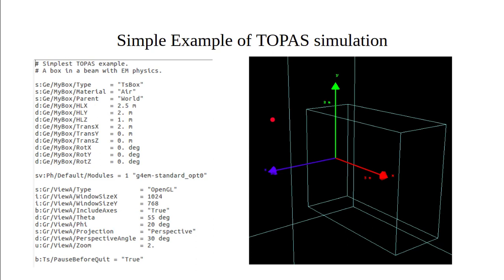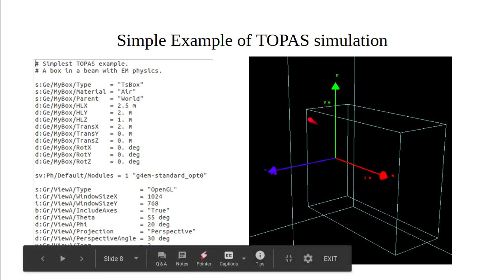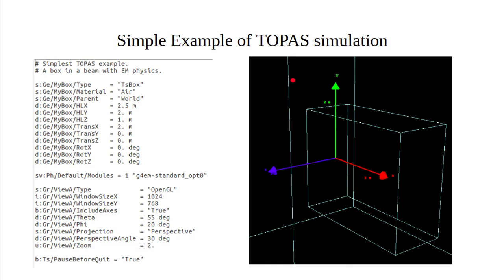This slide shows the basic example of TOPAS that you get when you install TOPAS. It shows a very big box with boundaries, and a small box placed inside the very big box. The very big box is generally termed the world box or the world volume, and the inner one is our experimental setup, whatever we want to consider for our simulation.